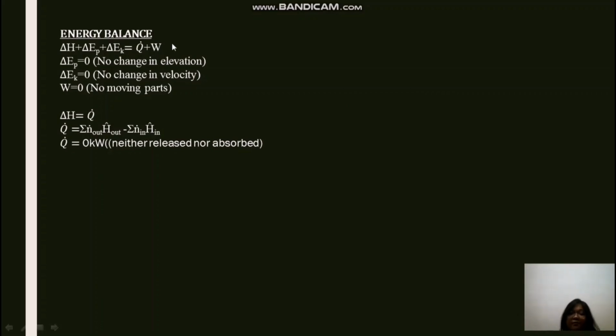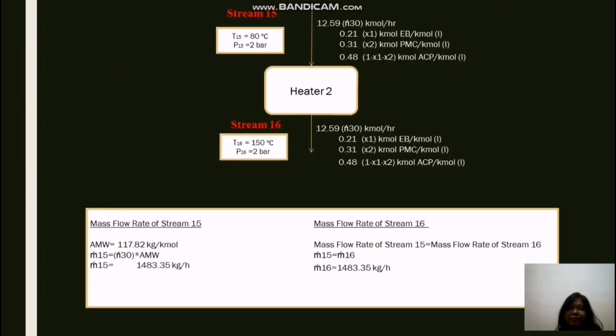In question 6, we are required to calculate the heat released or heat absorbed by extraction column 1. First of all, we write the energy balance equations. We assume that the EP is equal to 0 as there is no change in elevation. We also assume that the EK is equal to 0 as there is no change in velocity. We also assume that the shaft work is equal to 0 as there are no moving parts. Thus, our Q is equal to the change of the enthalpy. Thus, we can get that the Q is actually equal to 0 kW, which means that neither heat is released nor heat absorbed.